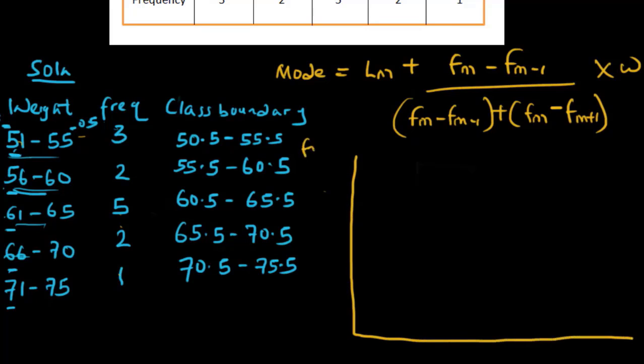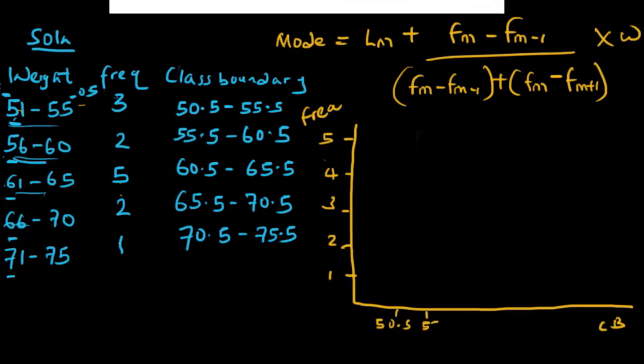So this part would be frequency, and then this part would be the class boundary. So frequency is from 1 to 5, so I can have 1, 2, 3, 4, and 5. Then for the class boundary, I have 50.5. Then I have 55.5. Then we've got 60.5. Then we have 65.5. Then we've got 70.5. And then we have 75.5. Now let's try to plot.